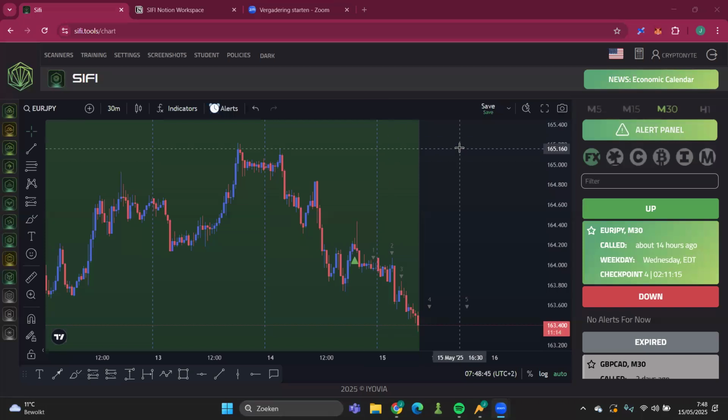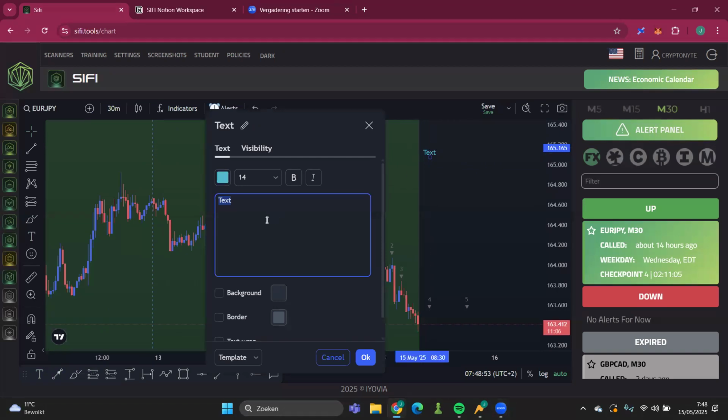Basically, of course, we use Sifi. Sifi is an algorithm that will give us arrows. And we have 3 steps to confirm if an arrow is valid for our strategy or not. We call these the 3 simple steps, or the 3 simple step system.